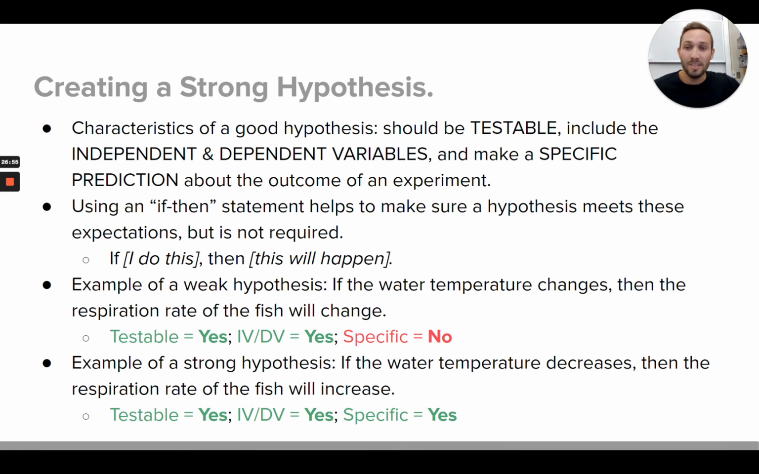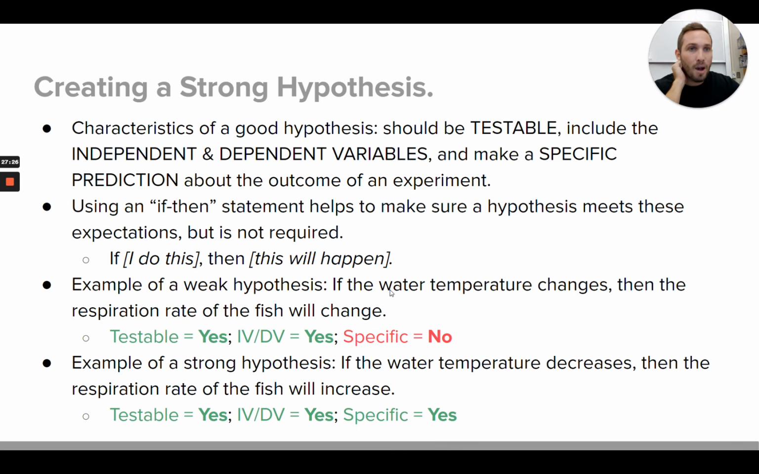But let me give you two examples of a hypothesis. One of them is a not so good one, and one of them is a better one that meets these requirements. So here's an example of a weak hypothesis. If the water temperature changes, then the respiration rate of the fish will change. Now that is testable. Just by reading that, I can think of how I could set up an experiment to test that, kind of like the one I just did. It does use the independent variable and the dependent variable that I think I would be using for my experiment, where I'm going to be changing the water temperature and looking at their respiration rate.